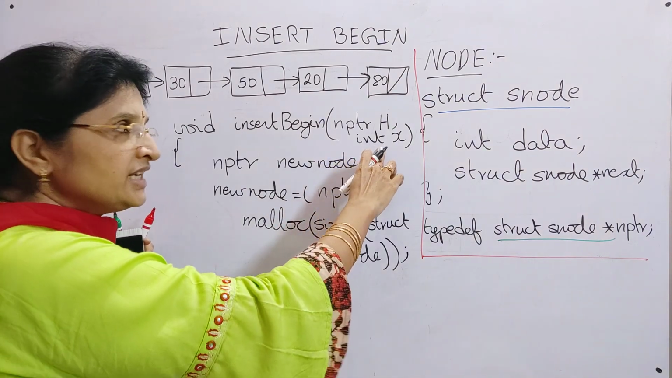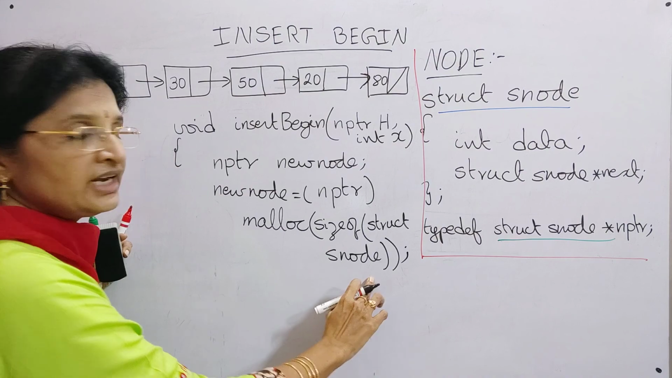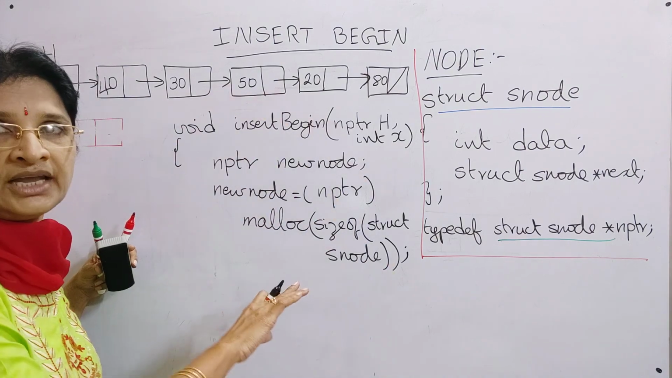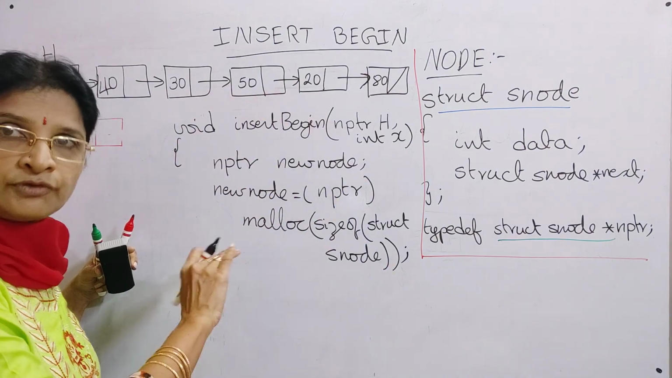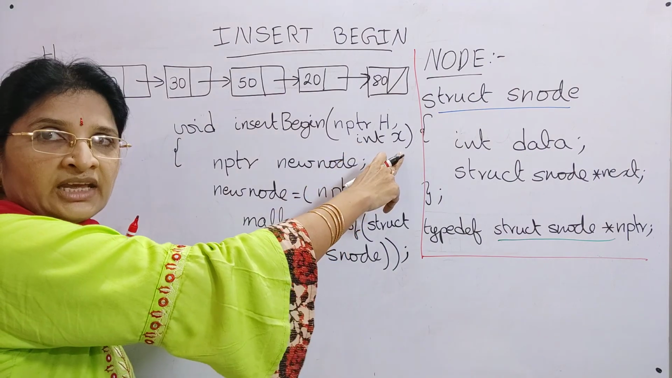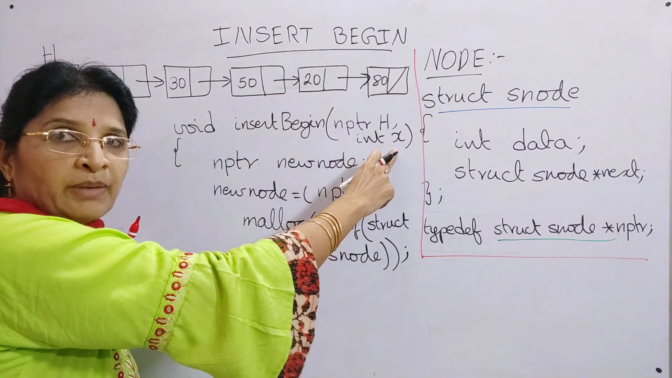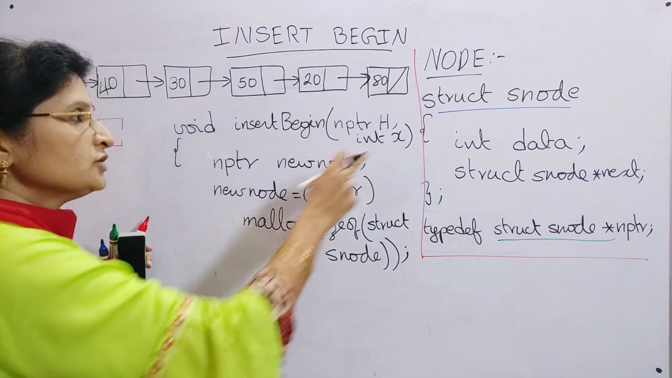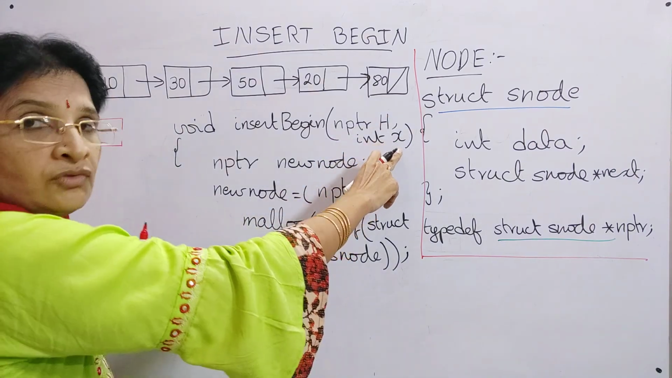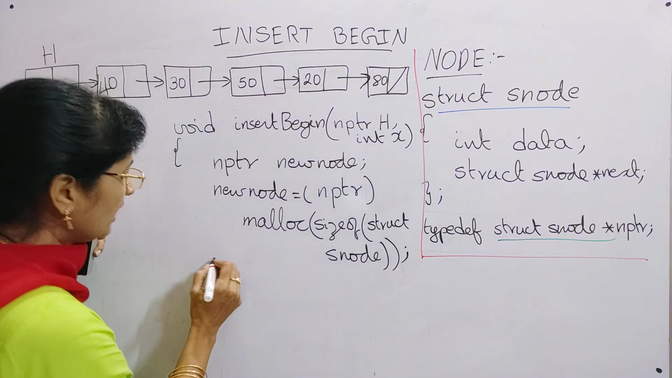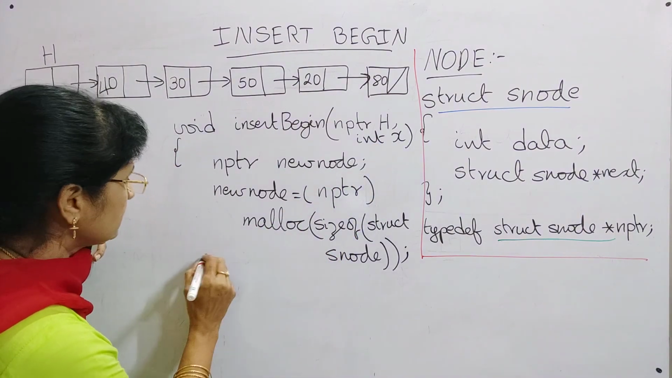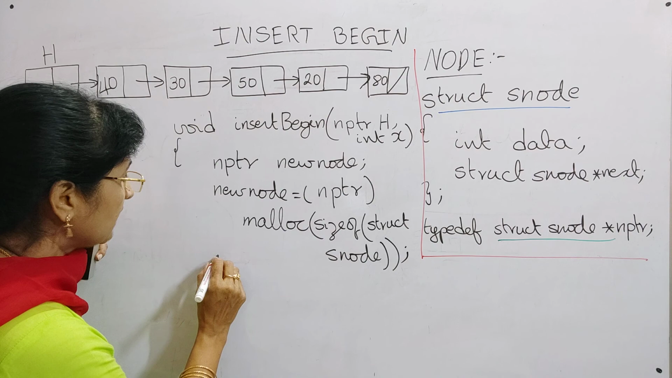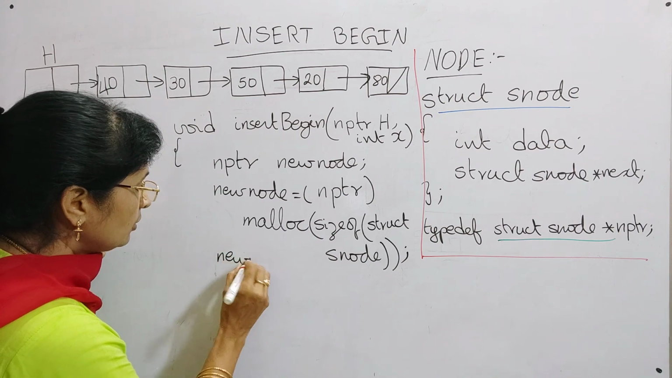So you can pass it here, or you can read the value of x here and then assign it to the data part of your new node. For example, here I am passing the data as a parameter to my function. So now I have the value 50 in which variable? x. So what can I do now? I can just assign the value of x to my new node data.